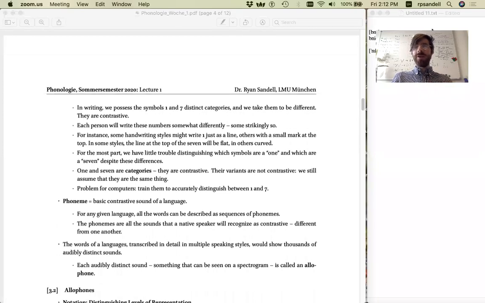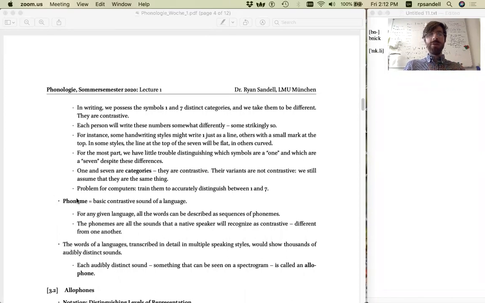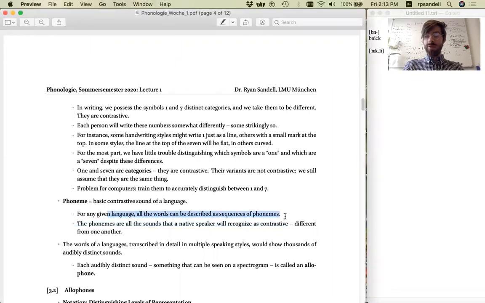And now that we've made this small analogy, we can take that over into a system of sounds and say that a phoneme, in the context of a specific language, be it English, German, Russian, Spanish, Hindi, will be a basic contrastive sound in that language. And so for any given language, all of the words that that language possesses can be described as sequences of phonemes. And the phonemes are going to have all the sounds that a native speaker will recognize as contrastive, all the sounds that a native speaker perceives as being distinct sounds.